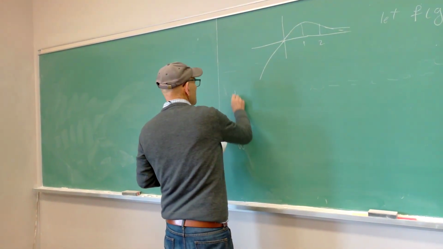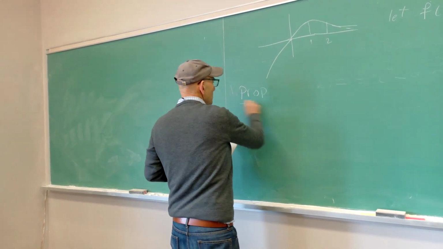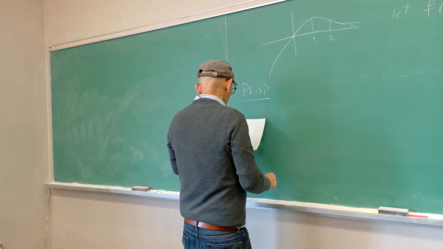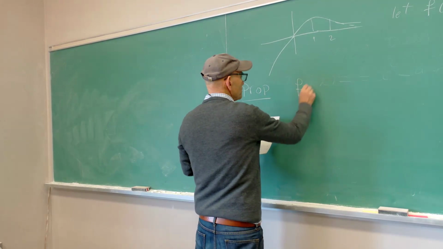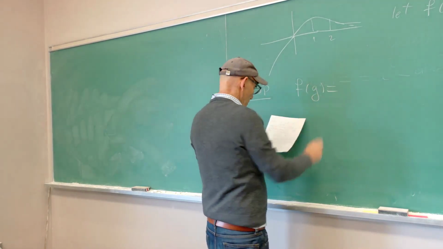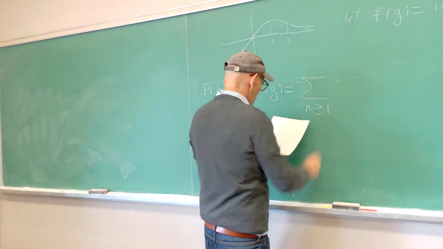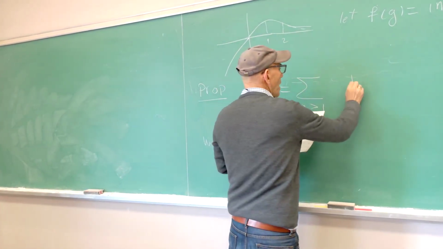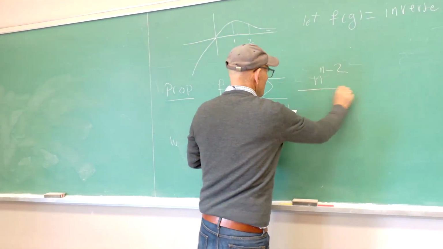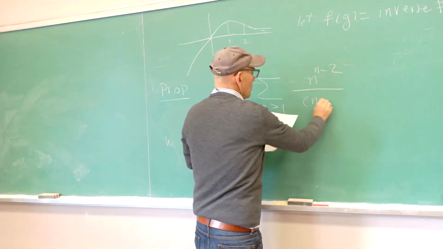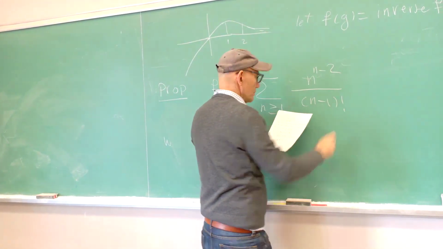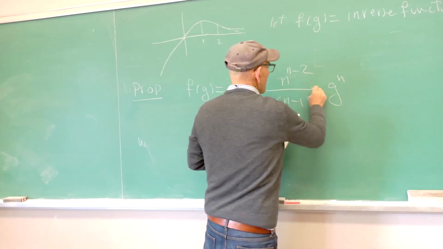The proposition is that f of g is actually equal to the sum over n bigger than or equal to 1 of n to the power n minus 2 over n minus 1 factorial, times g.